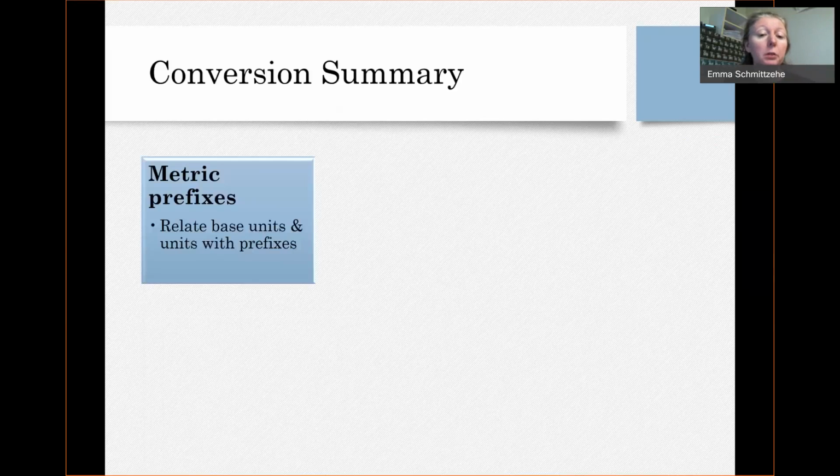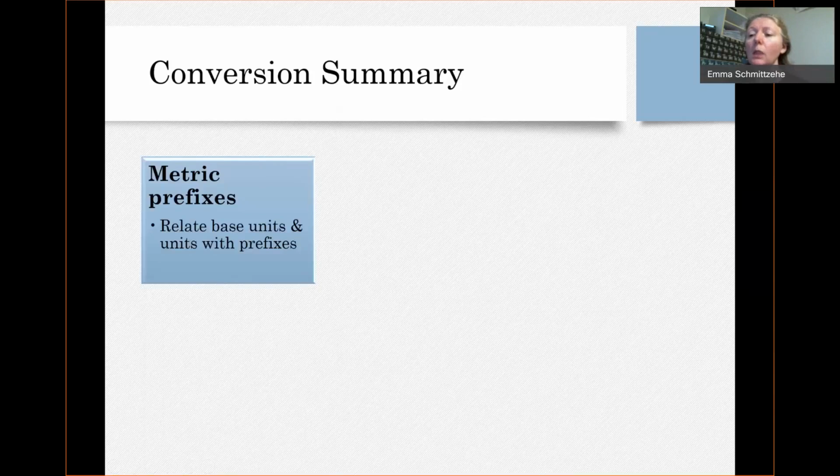So first off, metric prefixes. You can look up tables that tell you what different metric prefixes mean, what exponents they relate to, and when you look up those tables of values, they're going to give you a link between the base unit and the unit with a prefix. Okay, and so you can build conversion factors from that information about metric prefixes. And you should be able to convert from any unit to any prefix with that unit, or a prefixed unit to the base unit, using that information about prefixes.